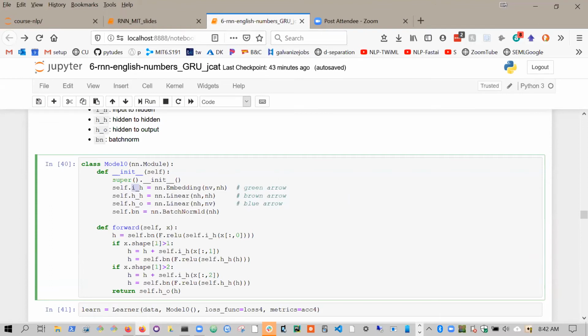I know there's a way to draw here. Let me see if I can do that. Annotate, let's see, can I do that? Yeah. Are you seeing that? I'm drawing something here. Yes. Okay.